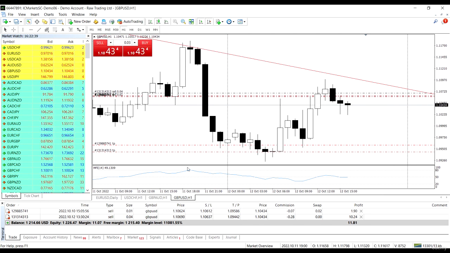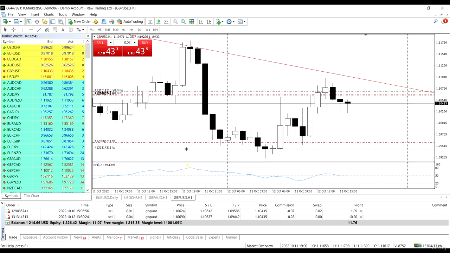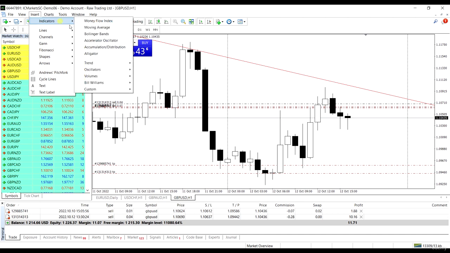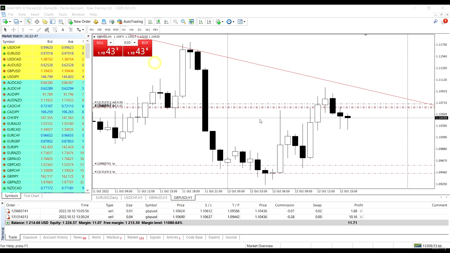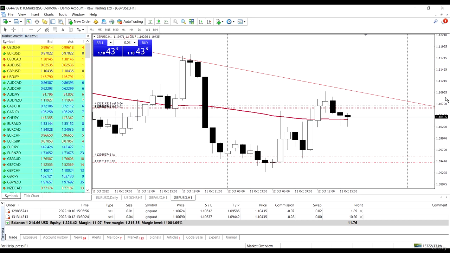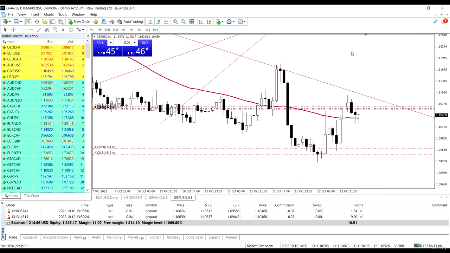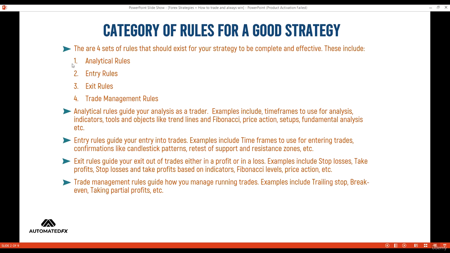That's on the MFI, that's using the MFI indicator. Or probably, let me just delete this indicator, you're using the moving average. One of the strategies I'm going to share with you is a moving average strategy. These are part of the analytical rules.